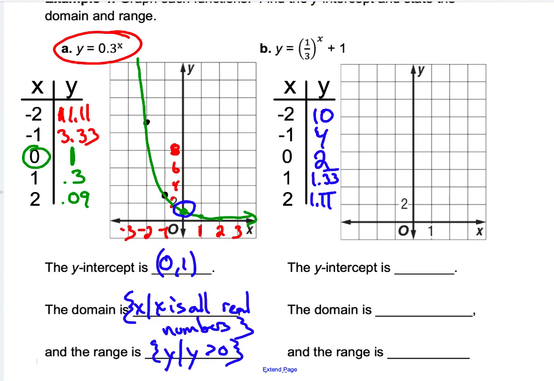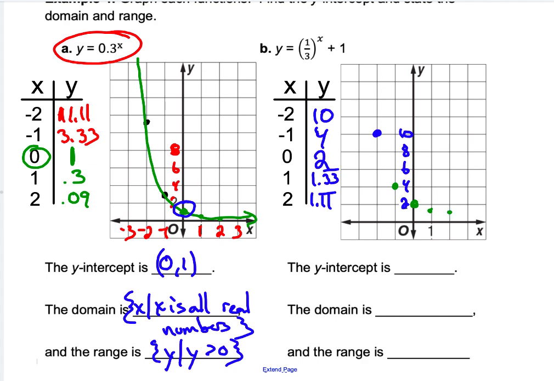Okay. So let's graph these. Notice on my y-axis again, they're counting by 2's. So at -2, I'm at 10. At -1, I'm at 4. At 0, I'm at 2, because I added that extra 1. At 1, I'm at 1 and 1/3, so a little above halfway. And then I've got 1.11, going to be right above there.